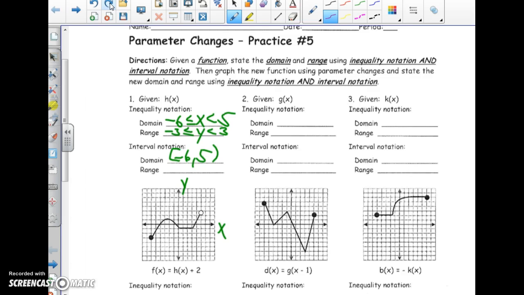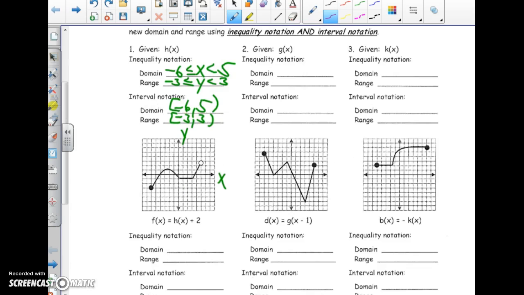Okay, and then you got -3, and then 3, and then y is greater than or equal to that, and less than or equal to y. Okay, and then for the interval, you got -3 to 3, right? Straighty curvy, yes? Okay, good. All right.